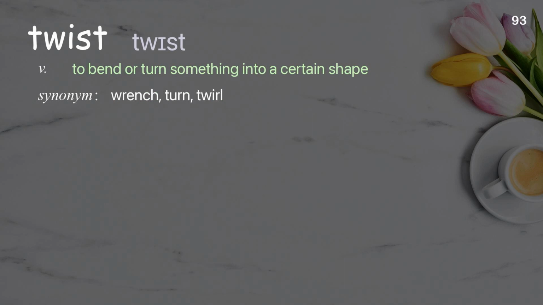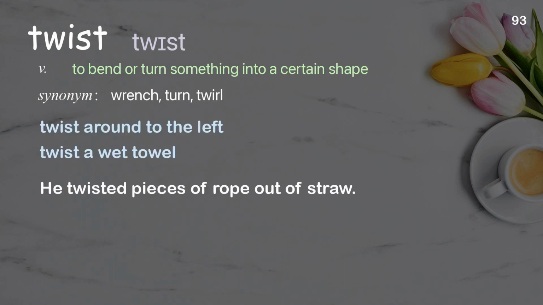Twist: to bend or turn something into a certain shape. Examples: Twist around to the left. Twist a wet towel. He twisted pieces of rope out of straw.